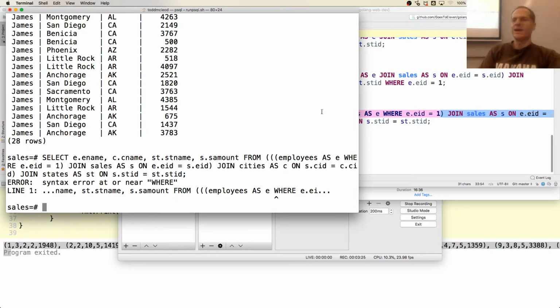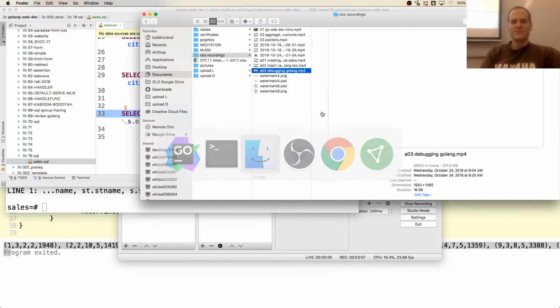Syntax near where. From employees as E, where EID equals 1. Doesn't like it. So this drives me to want to go look and see how they did it in the book, because I know that something like this was talked about. Does anybody remember? Nobody remembers?